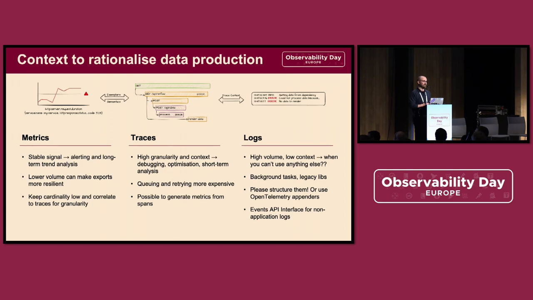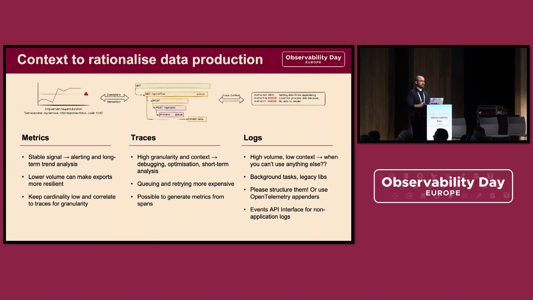So if we're thinking about metrics and low cardinality to drive alerting and to drive long-term trend analysis, then we can go into traces for other examples. As I said, with exemplars and with semantic conventions, we can correlate to those traces. That gives us the high granularity, that context, the backbone of correlation for all the debugging, optimization, short-term analysis, and all the good things that we get from tracing.